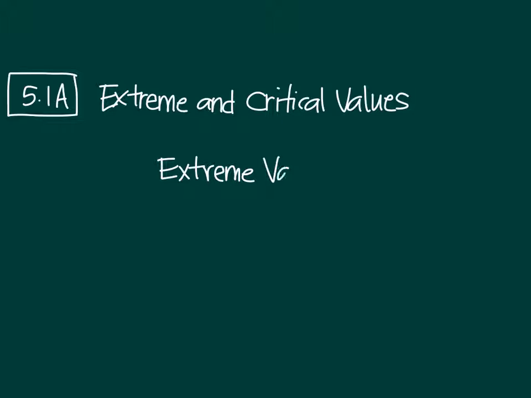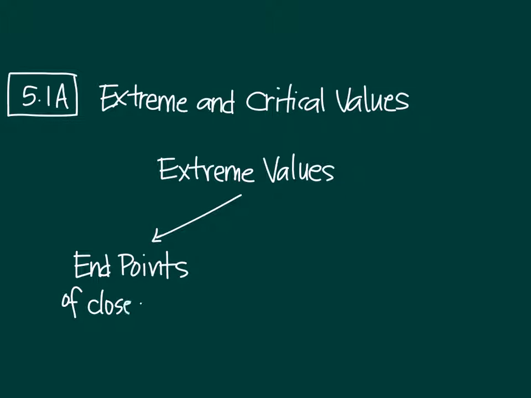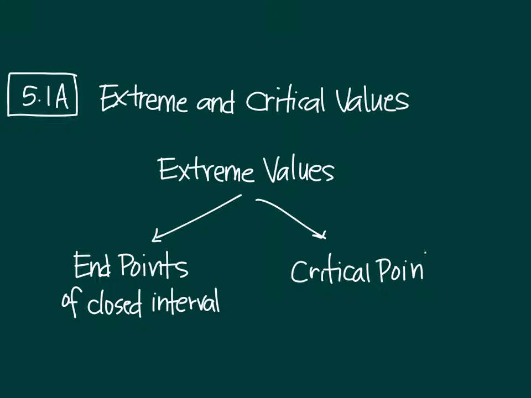So if I say extreme values, in that category, I am including any endpoints. And the endpoints would be of a closed interval. So if the interval was not all real numbers, but the interval was starting at a particular A and ending at a particular B, those endpoints are part of what we would call extreme values. The other category, besides endpoints, are what are called critical points. And critical points are within the interval somewhere.